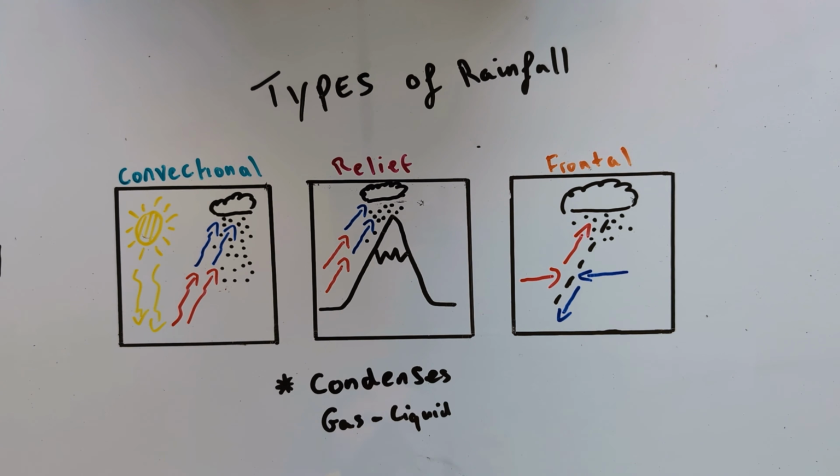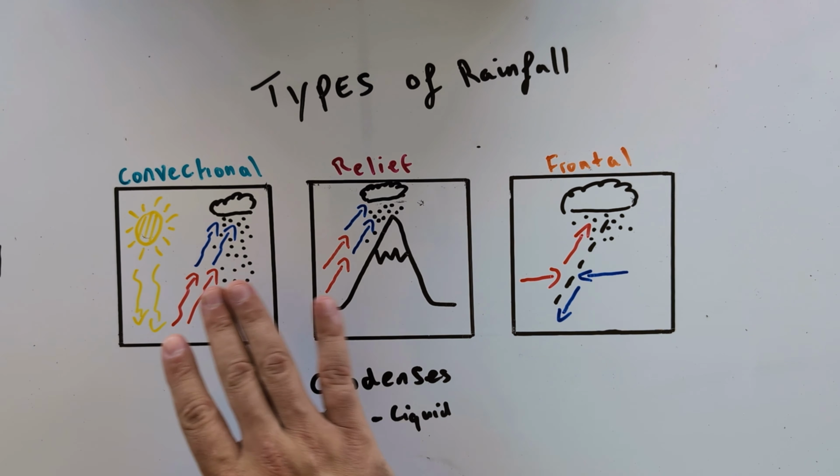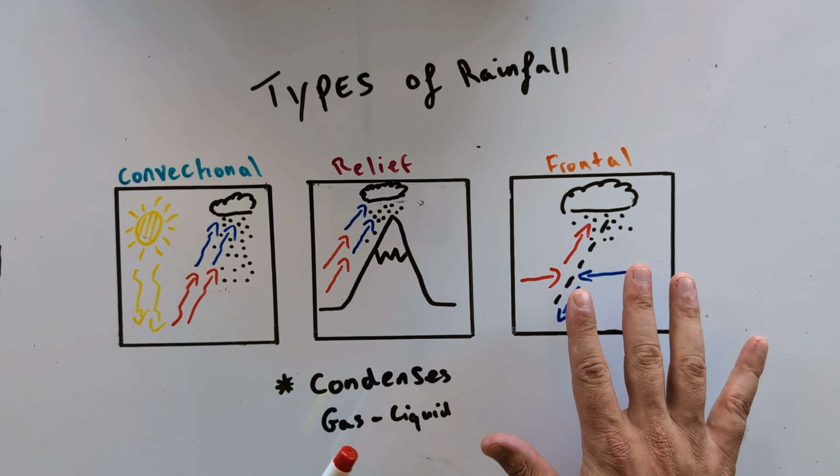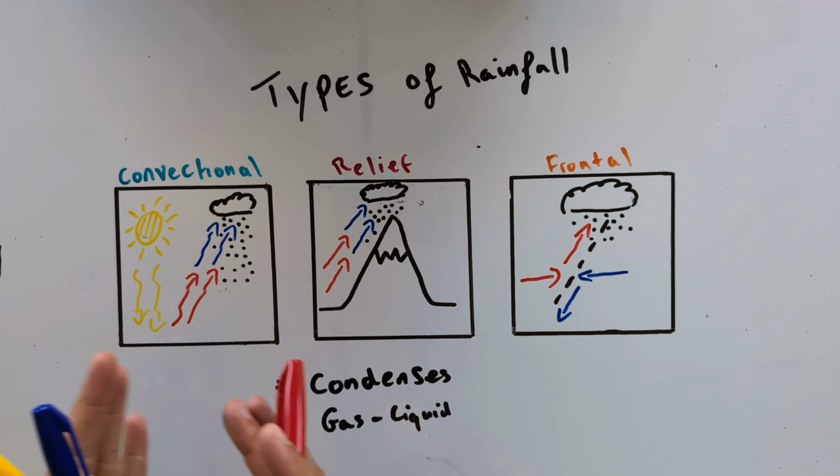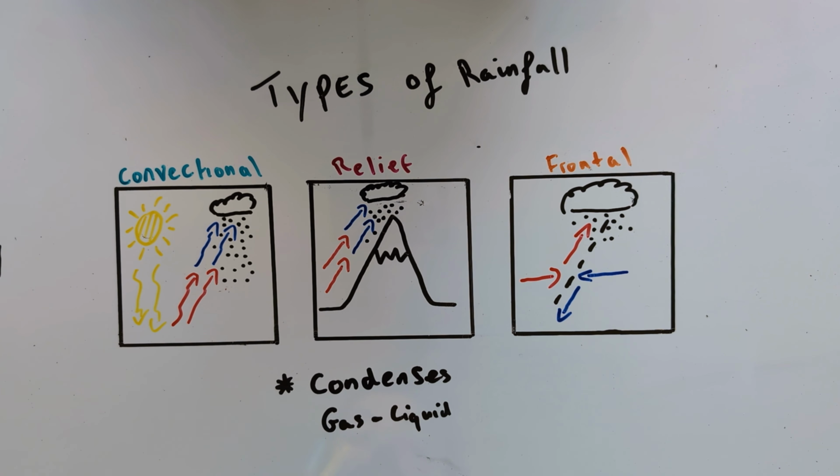Today we're tackling the three different types of rainfall. There are convectional rainfall, relief rainfall, and frontal rainfall. These three different types of rainfall appear in all exam specifications, EdExcel, AQA, OCR.